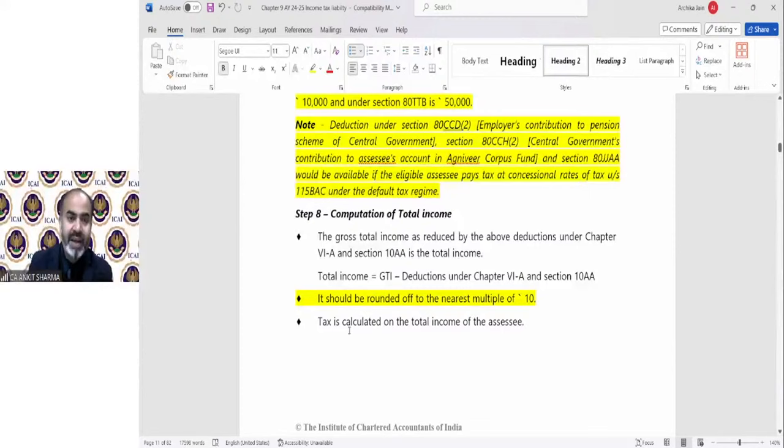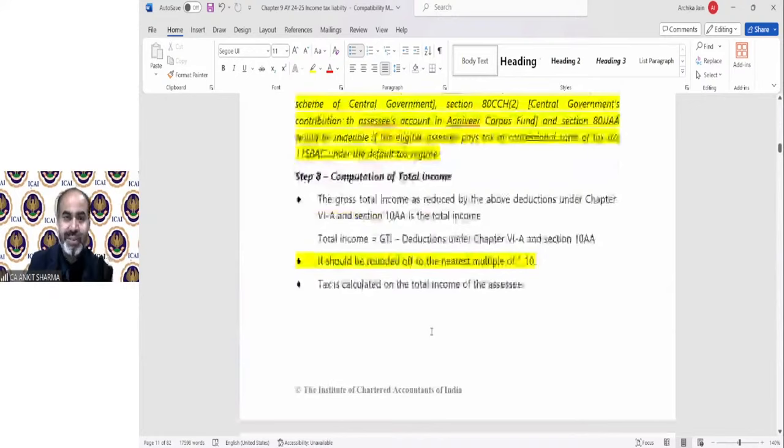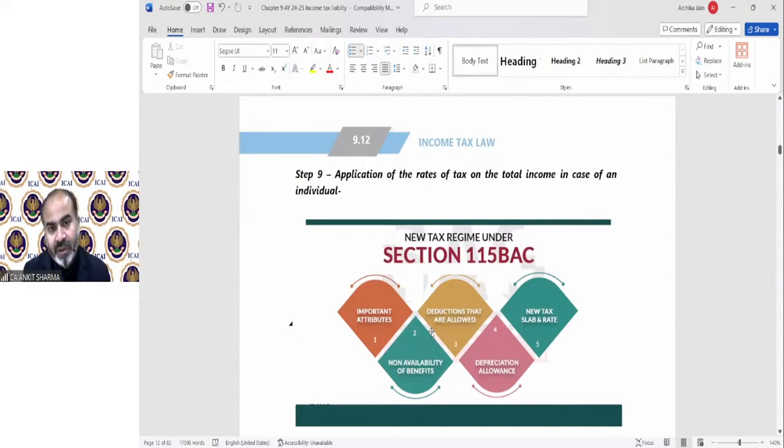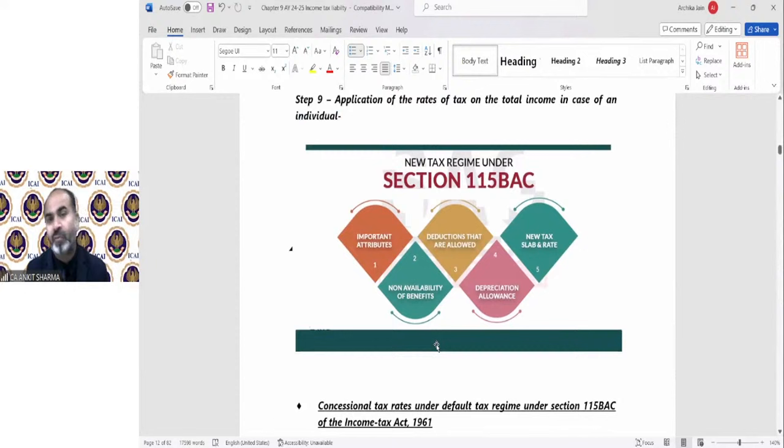Okay. Now tax is going to be calculated on the total income of the assessee. Clear? So these eight steps should be followed before calculating the tax. After completing step number 8, now the calculation of tax will start. So application of the rate of tax on the total income in case of an individual. We have two provisions. One is Section 115BAC, that is the default tax regime right now. Earlier it was the new tax regime, but now Section 115BAC says it is the default tax regime. That means this is the main tax regime we have to follow. And if you want to claim the old provisions, then you have to opt out of Section 115BAC.